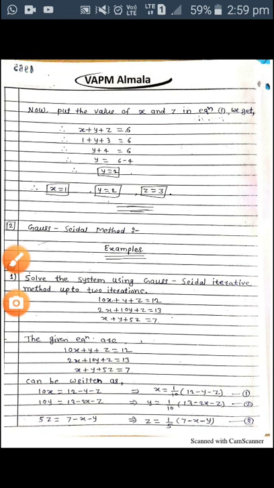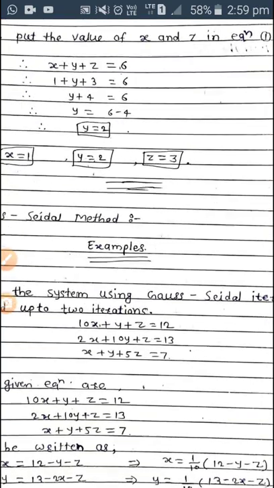Now we study the second important method, the Gauss-Seidel method. In this method we take one example: solve the system of equations using the Gauss-Seidel iterative method up to 2 iterations.